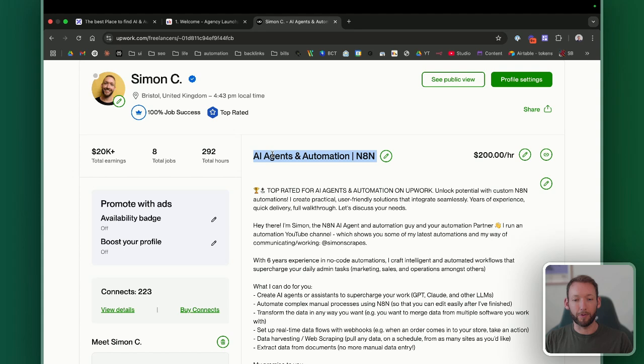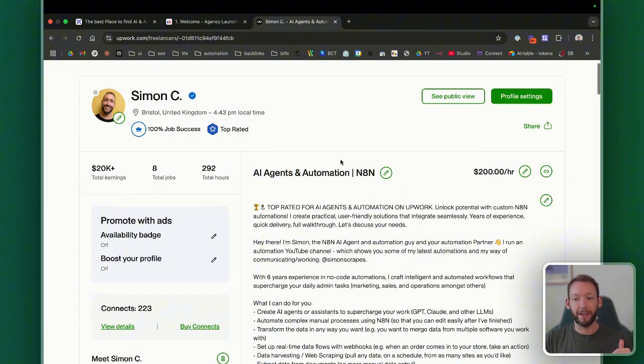When you send a proposal, your headline is one of the first things that appears. So you want to make this succinct, but also it's got to be optimized for people searching for your profile. So if I'm keeping it more broad, like AI agents and automation, then anytime somebody searches for n8n or AI agents, I will appear in that search. If you specialize in something like sales automation, then you might want to make this more specific, keep it concise, and keep it focused on the problems you solve.